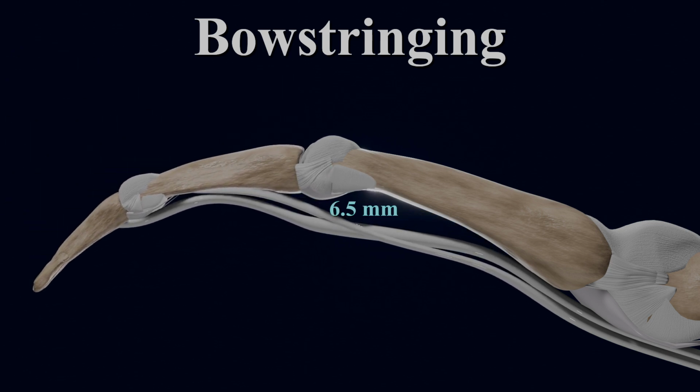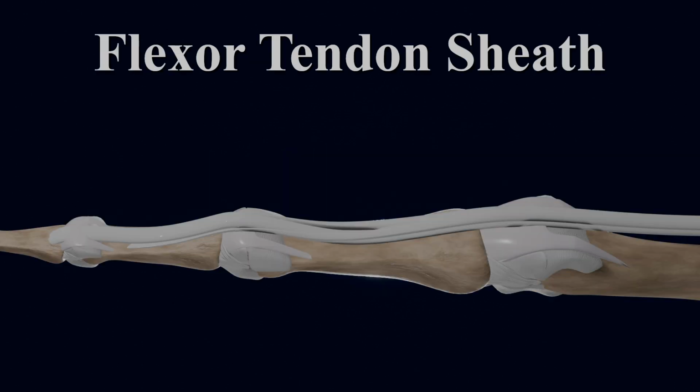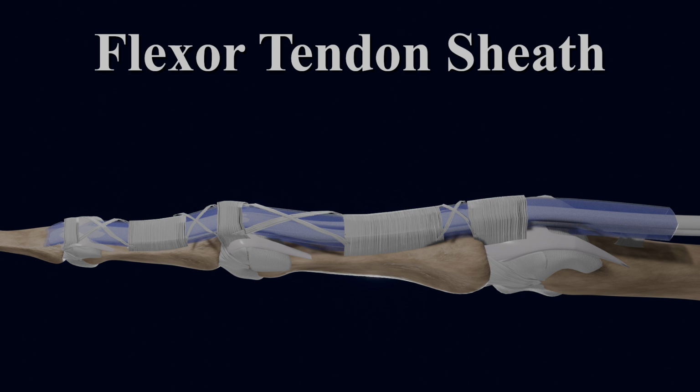6.5 millimeters of bowstring at the proximal interphalangeal joint will increase the excursion requirements for a fist by another centimeter. Add 3 millimeters of bowstring each at the distal interphalangeal joint and metacarpal phalangeal joints, and a full fist without wrist extension is no longer possible. Bowstringing of the flexor tendons is prevented by the flexor sheath that is reinforced with annular and cruciate ligaments.